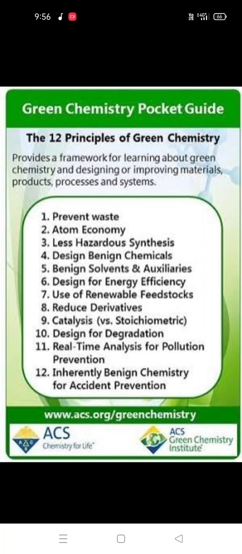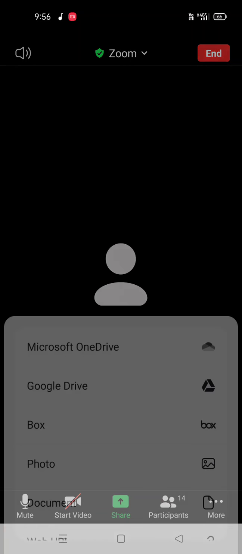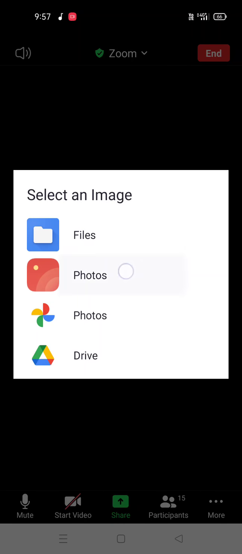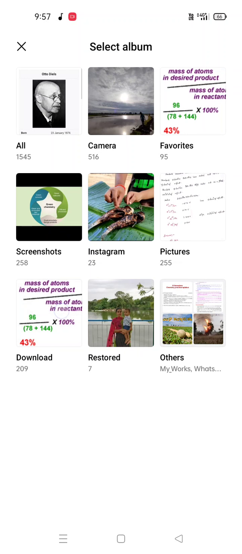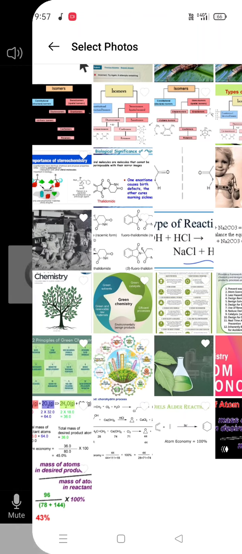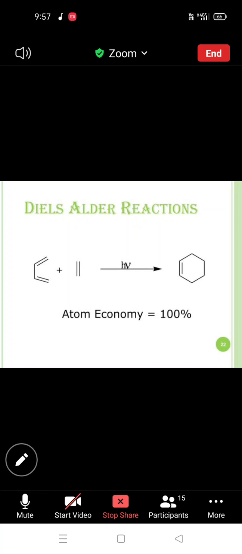For example, what is the Diels-Alder reaction? We know the Diels-Alder reaction very well. In the Diels-Alder reaction, no byproducts are formed. So this is the Diels-Alder reaction. We take 1,3-butadiene plus ethene. These both undergo a cyclization process, and finally we get cyclohexene.